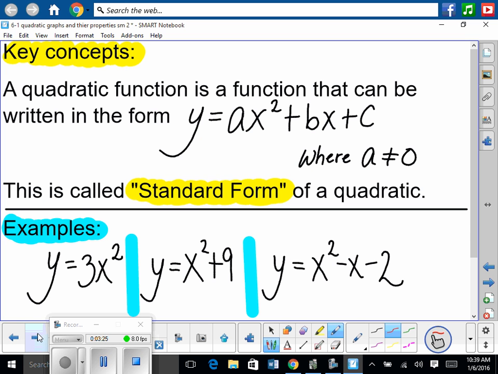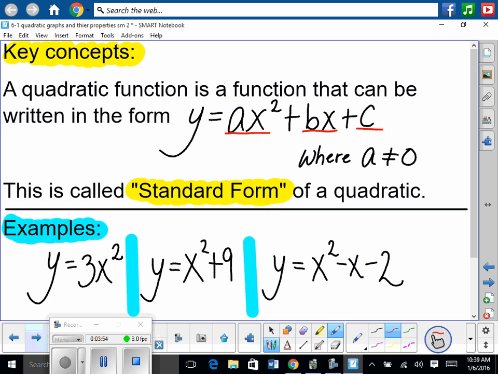Okay, so some key concepts to understand. You'll want to write this down in your notes. A quadratic function is a function that can be written in this form: y equals ax squared plus bx plus c. So we have ax squared plus bx plus c. So this is the standard form of a quadratic. That's the most important thing to get out of this. This is considered standard form of a quadratic function. ax squared plus bx plus c.